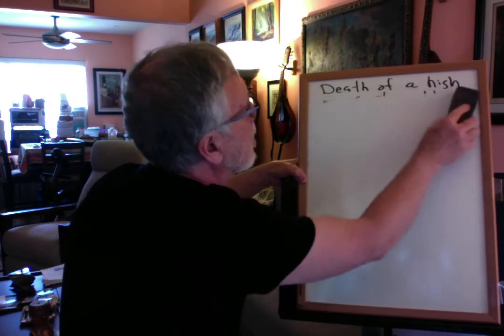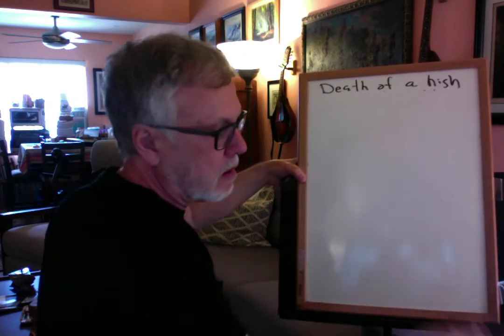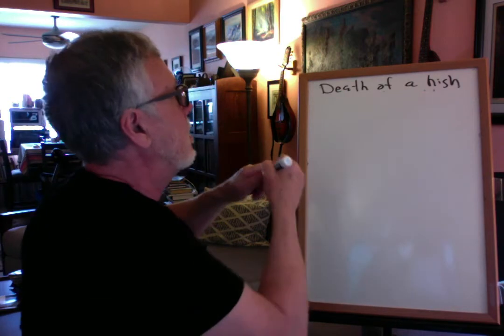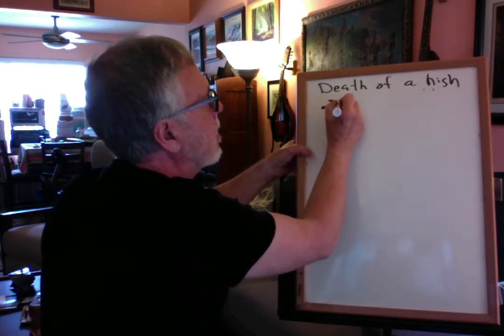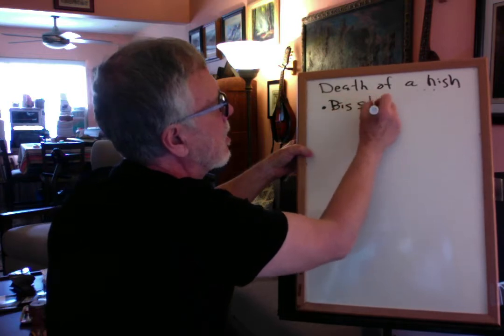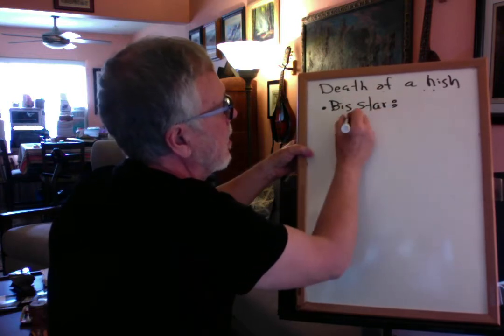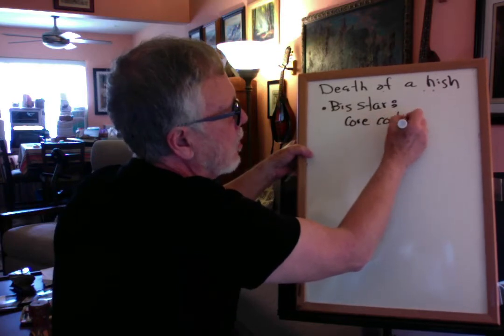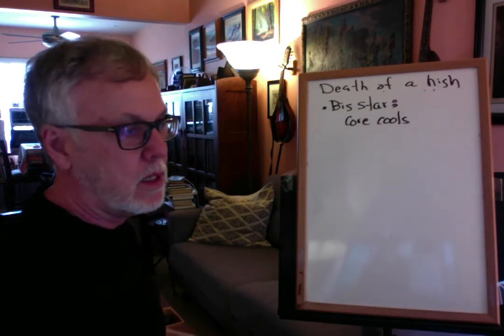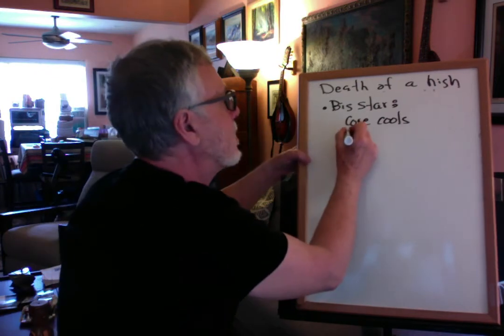So, what happens here? On a big star, the core cools when iron's formed, so it begins to collapse.